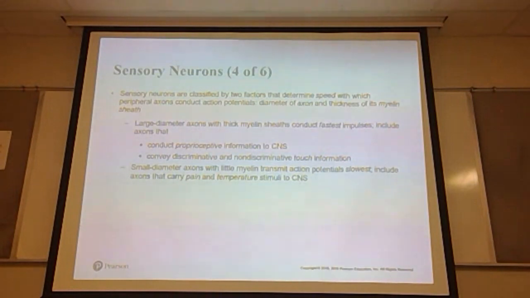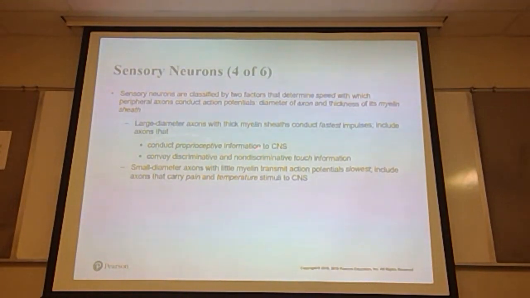Sensory neurons are classified by two factors that determine the speed at which they produce their action potentials: the diameter of the axon, and the thickness of the myelin sheath. So large diameter axons with thick sheaths conduct the fastest impulses.